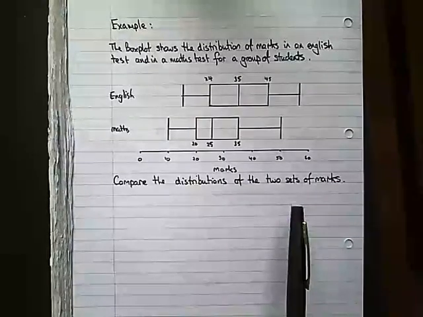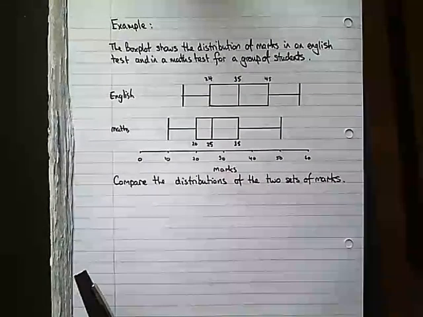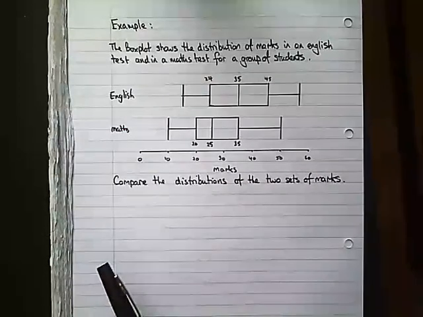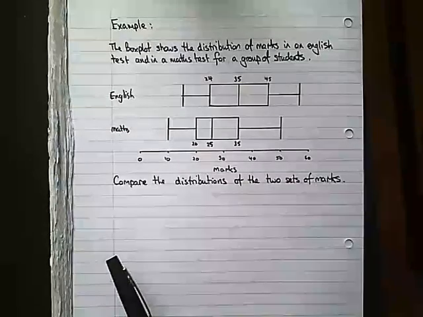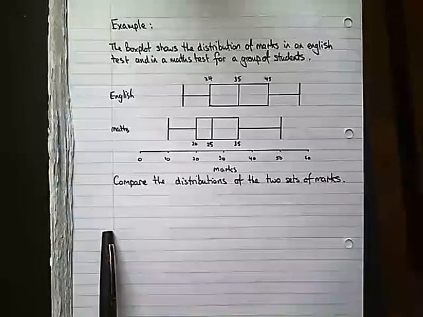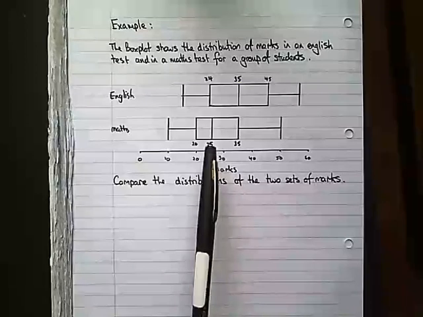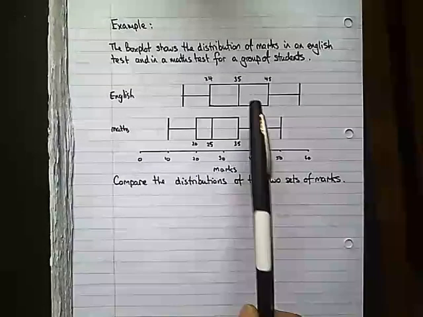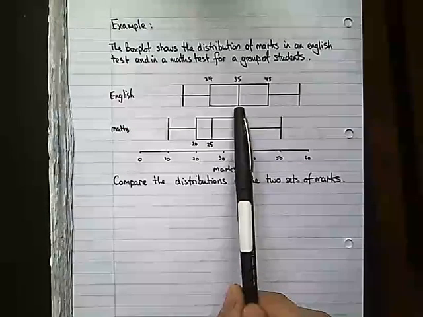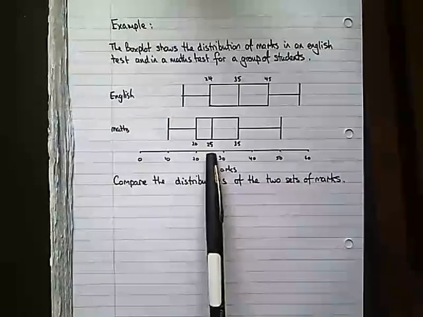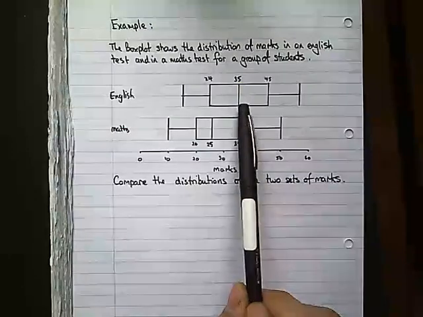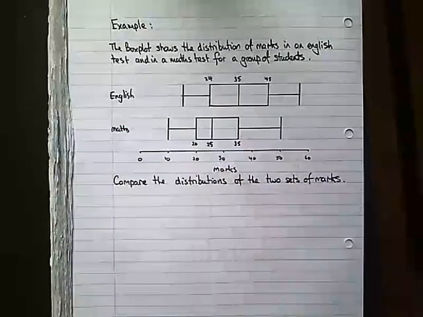Now, when we compare distributions, what we want to do is compare an average. And there's only one average we use in box plots, and that's the median. They're always going to want two different comparisons, and the first one should always be the average. So looking at these two box plots, the English mark has a median average of 35, and the maths box plot has a median average of 25. So on average, using the median, the English mark is better than the maths mark. So that's the first point you need to put down.